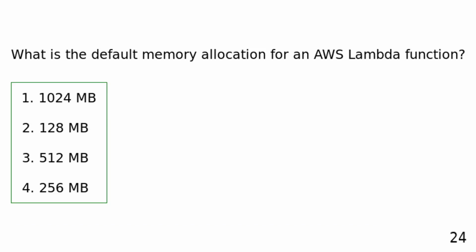What is the default memory allocation for an AWS Lambda function? 1024 megabytes. 128 megabytes. 512 megabytes. 256 megabytes.